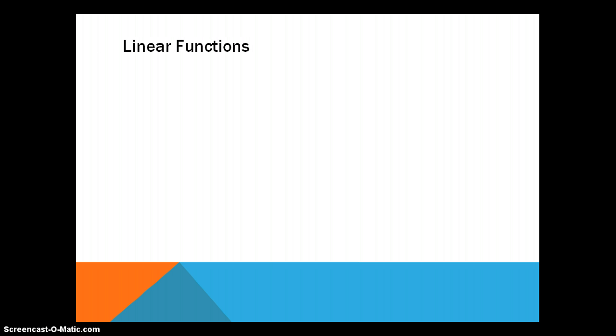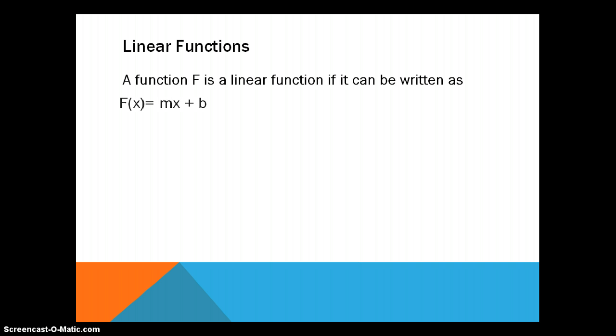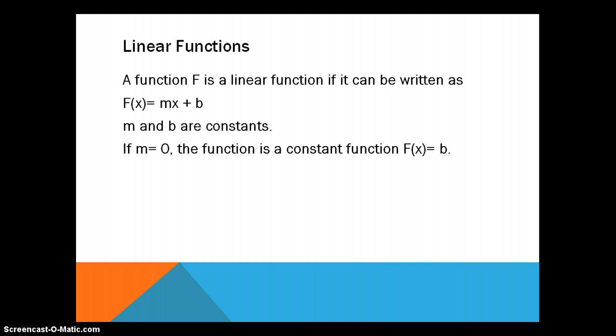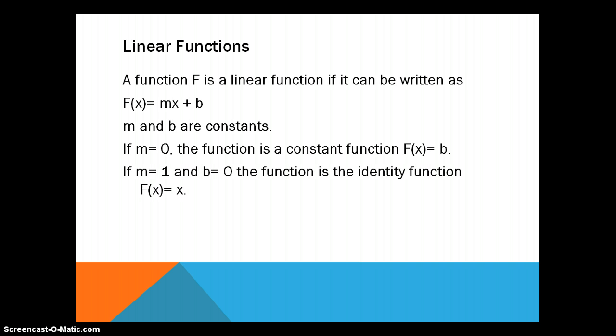Linear functions. A function f is a linear function if it can be written as f of x equals mx plus b. m and b are constants. If m equals 0, the function is a constant function, f of x equals b. If m equals 1 and b equals 0, the function is the identity function, f of x equals x.